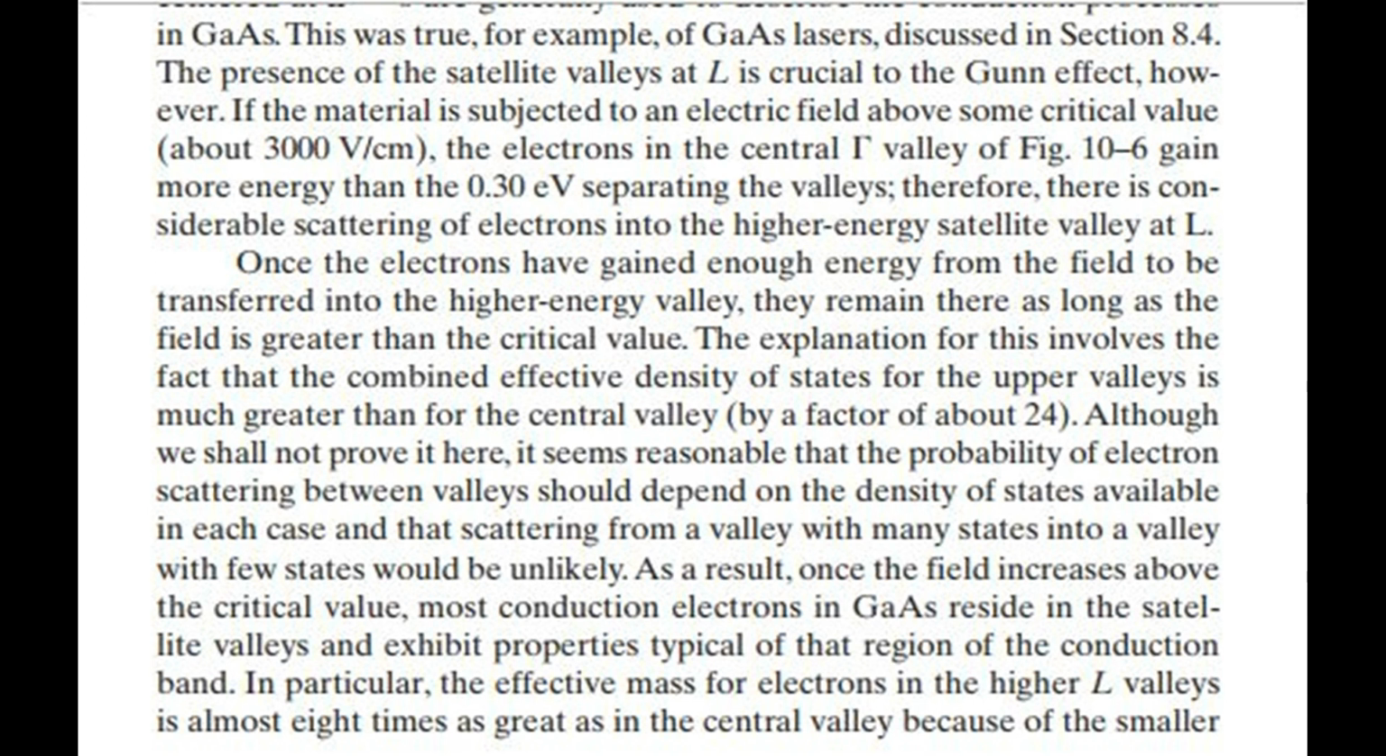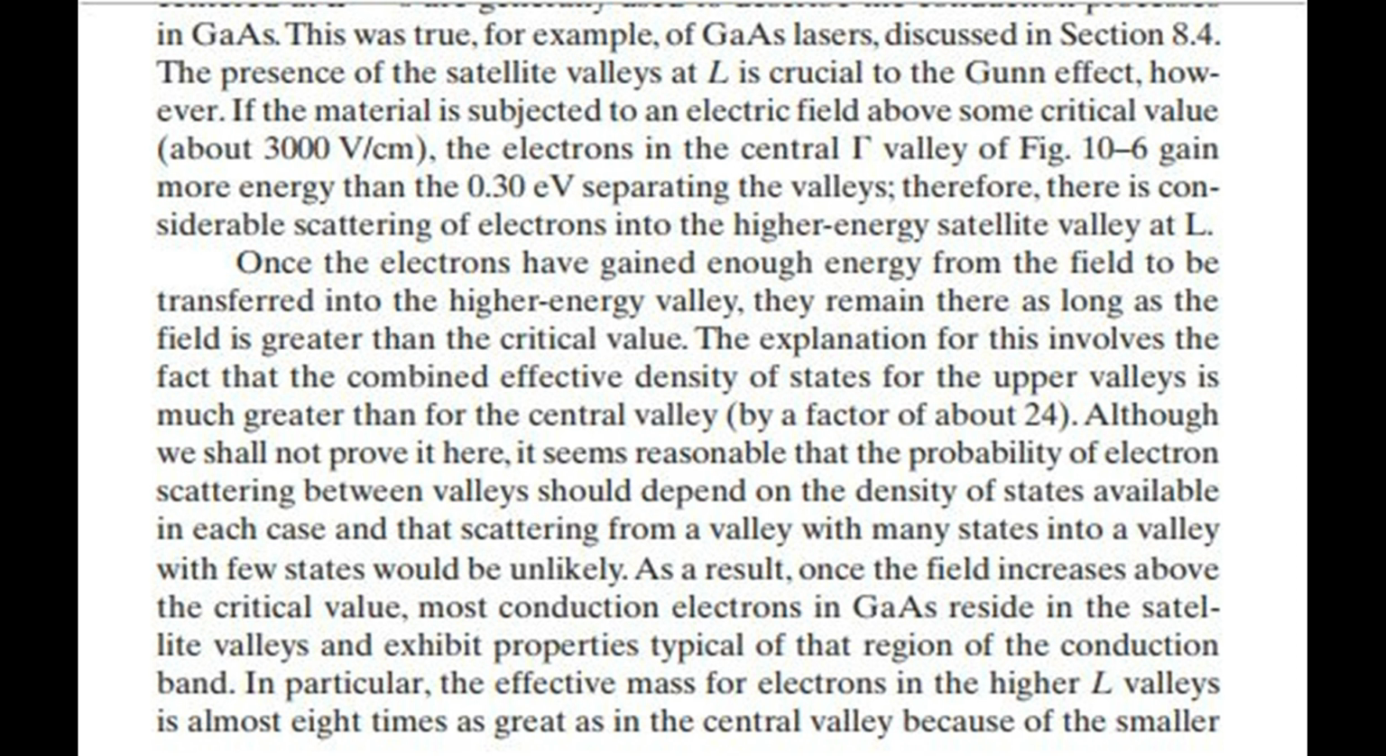If the material is subjected to an electric field above some critical value, about 3000 volts per centimeter, the electrons in the central valley of Fig 10.6 gain more energy than the 0.3 electron volts separating the valleys. Therefore, there is considerable scattering of electrons into the higher energy satellite valley at L. Once the electrons have gained enough energy from the field to be transferred into the higher energy valley, they remain there as long as the field is greater than the critical value. The explanation for this involves the fact that the combined effective density of states for the upper valleys is much greater than for the central valley, by a factor of about 24.